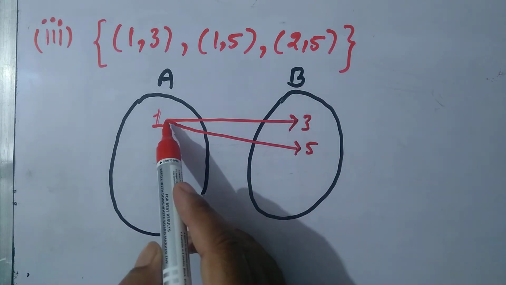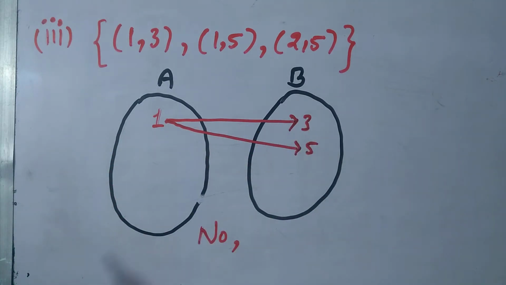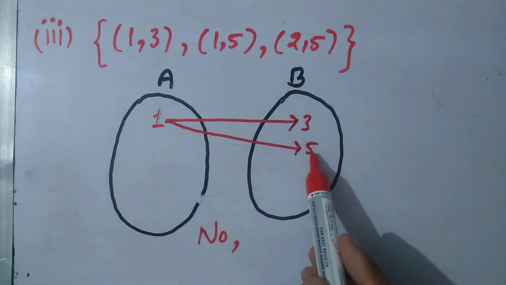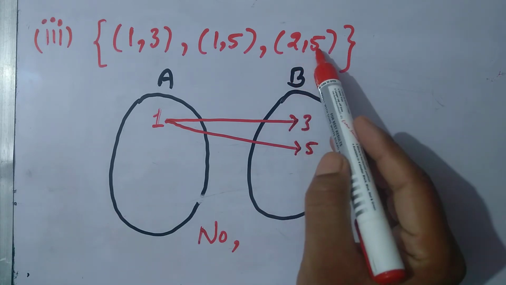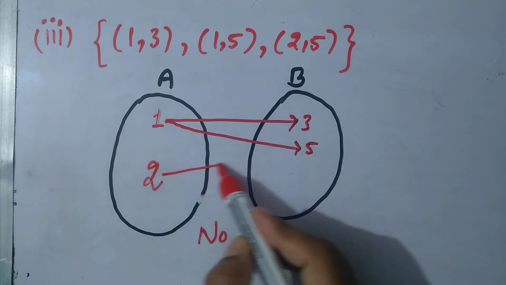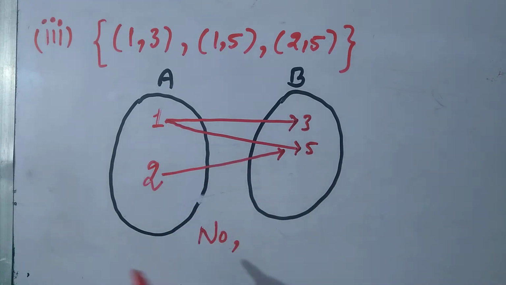Why? Because what is the definition of the function? Each element of set A should have a unique image. Here 1 has not a unique image, it has 2 images, 3 as well as 5. So no need to write the third pair, which is 2 is paired with 5. Only this first one is violating the definition of the function. So this is not a function.